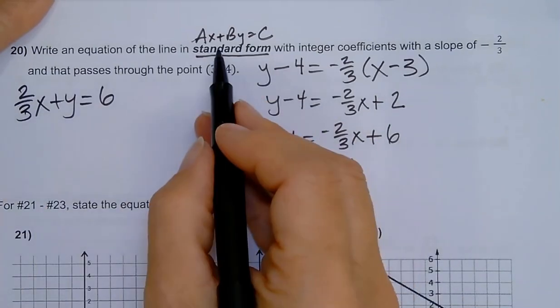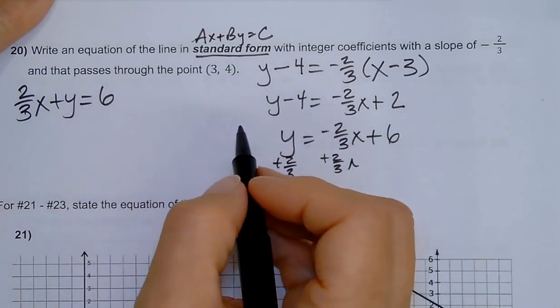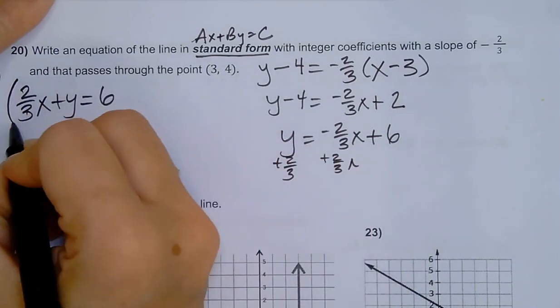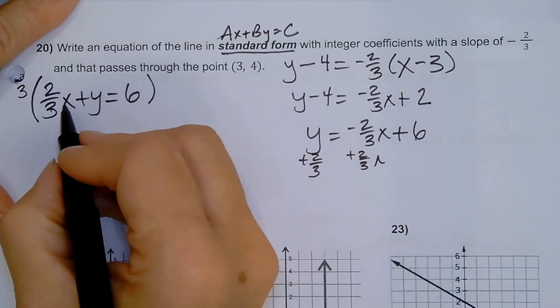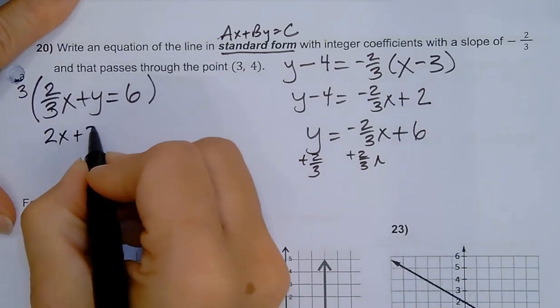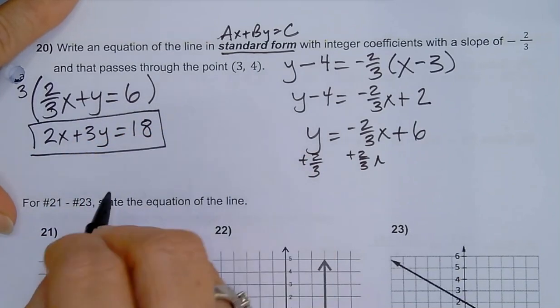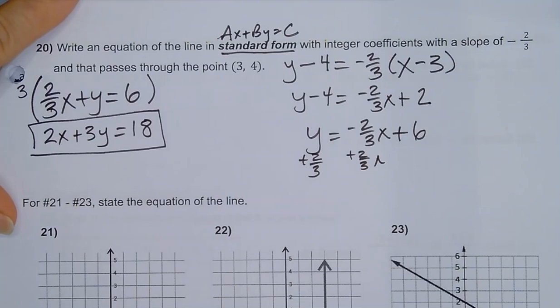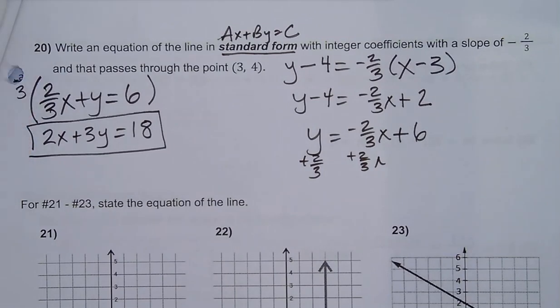Okay, now I need it to be integers, so a has to be positive, and a, b, and c have to be integers. So I'm going to multiply every single thing by 3, so I can have an integer right here. So I'm going to have 2x plus 3y equals 18. That is standard form, and I have no fractions, and I have no greatest common factors, and so I'm feeling pretty solid on that one. Okay, 2x plus 3y equals 18. Excellent. All right, for 21, 22, and 23, we need to write the equation of the line.